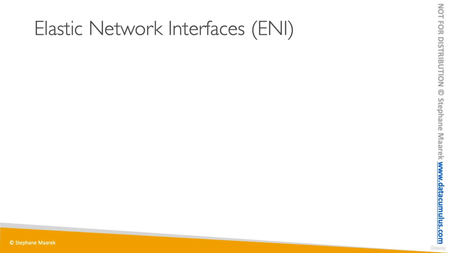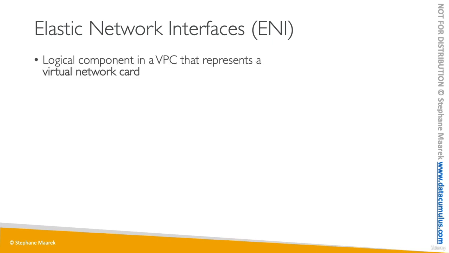Okay, now let's talk about Elastic Network Interfaces, or ENI. So if you hear me say ENI, I mean Elastic Network Interfaces. They're a logical component in a VPC, and they represent a virtual network card. So they're what gives EC2 instances access to the network, but they're used outside of EC2 instances as well, as we'll see later on in this course.